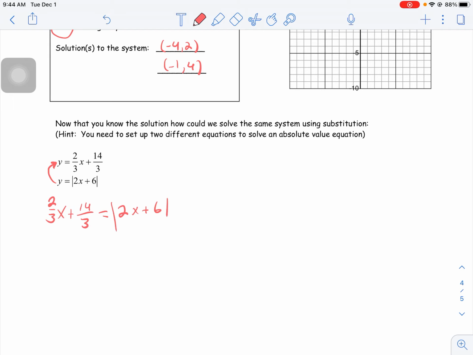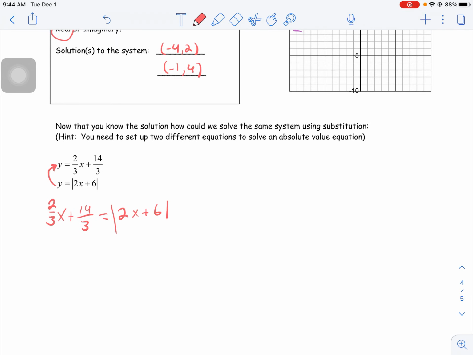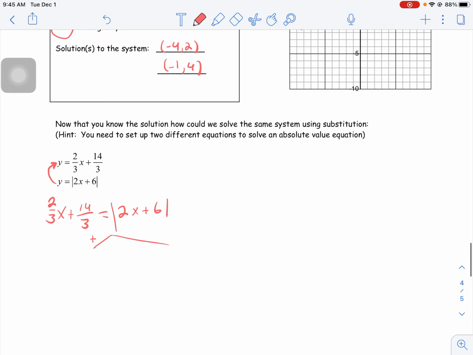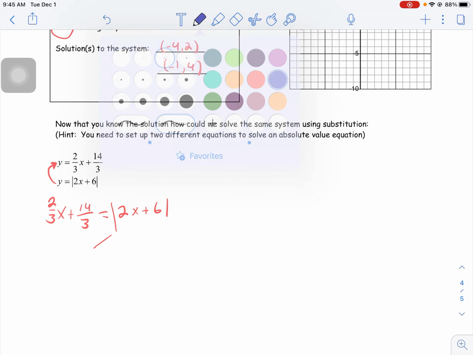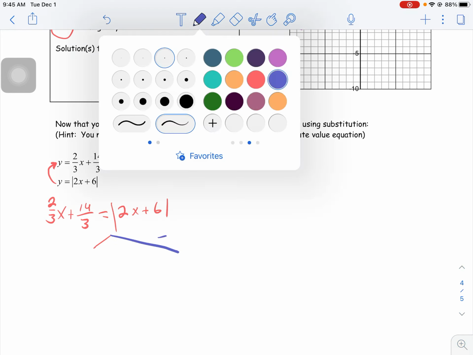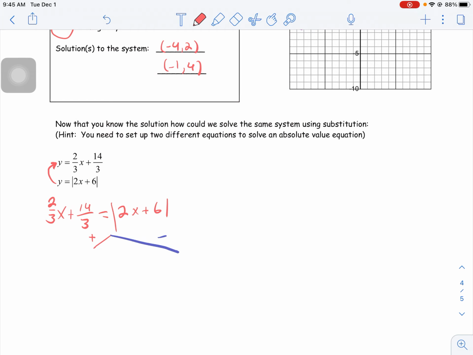All right, and then here is the trickier part, right? So here is where this thing right here can be positive or negative because the absolute value is going to make it positive no matter what. So then here's where we're going to set up our two different scenarios. One of the scenarios is going to be our positive scenario, and then I'm going to make this a different color. So we'll have a negative scenario, and we'll have a positive scenario.